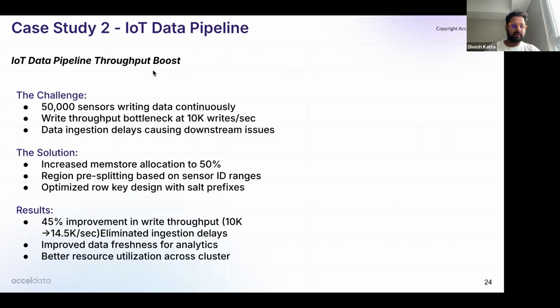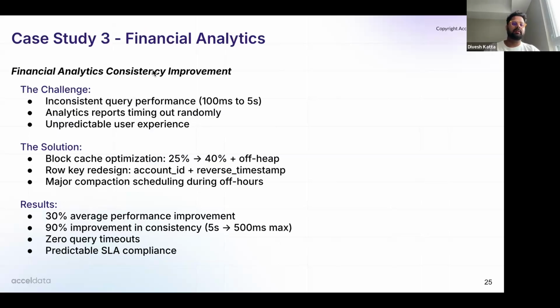Case study 3, financial analytics. Financial applications present unique challenges because consistency and predictability are often more important than raw performance. A system that performs well on average but has unpredictable spikes is worse than a system that performs consistently. The problem wasn't average performance, it was unpredictable spikes from 100 milliseconds to 5 seconds that were causing analytics queries to time out randomly. This inconsistency was creating business problems because financial reports have strict deadlines.